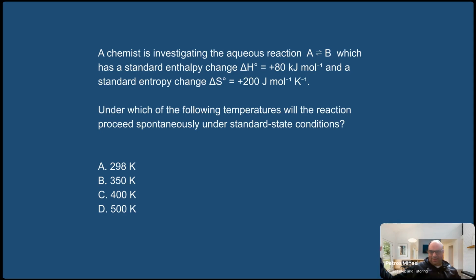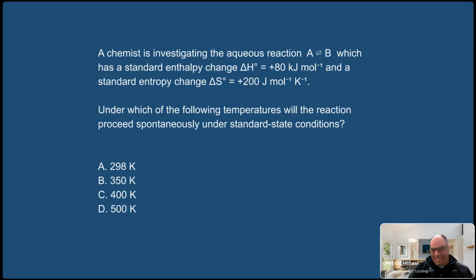Who thinks that's tricky? I do. But that's very normal for the MCAT. You have to be on the lookout. So the reason this is important is that you have to say to yourself, okay, I'm doing 80 kilojoules minus 200 joules times whatever the temperature is, but then I have to divide by 1,000. So here's how we're going to do it.